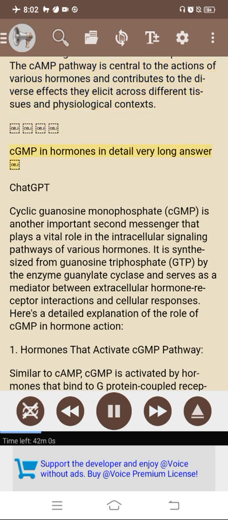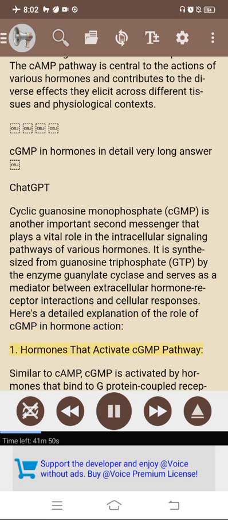cGMP in hormones in detail. Cyclic guanosine monophosphate (cGMP) is another important second messenger that plays a vital role in the intracellular signaling pathways of various hormones. It is synthesized from guanosine triphosphate (GTP) by the enzyme guanylate cyclase and serves as a mediator between extracellular hormone receptor interactions and cellular responses. Here's a detailed explanation of the role of cGMP in hormone action.